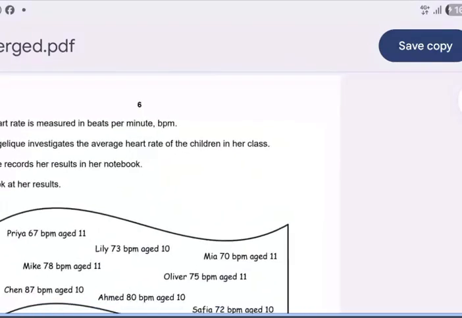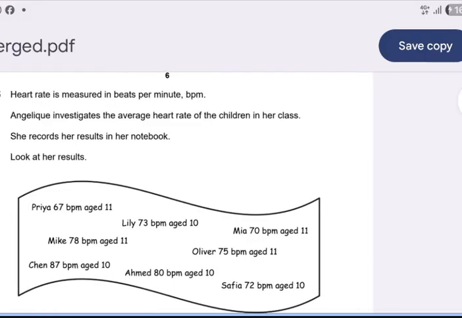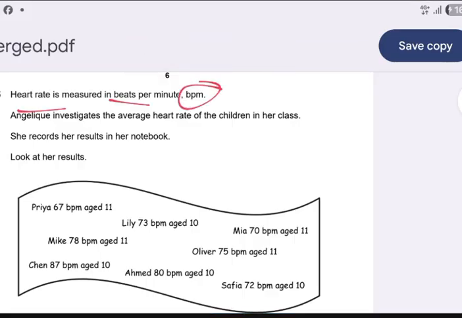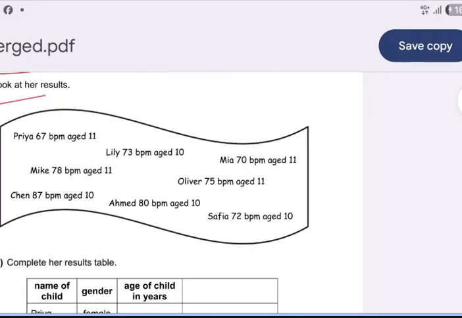Turn the page. So now we have many names in a table. Heart rate is measured in beats per minute. How many beats in a minute? Beats per minute is called BPM. Angelique investigates the average heart rate of the children in her class. She records her results in her notebook, and look at her results.